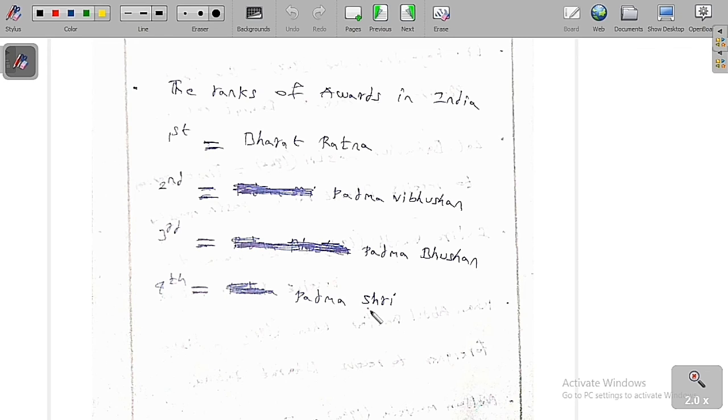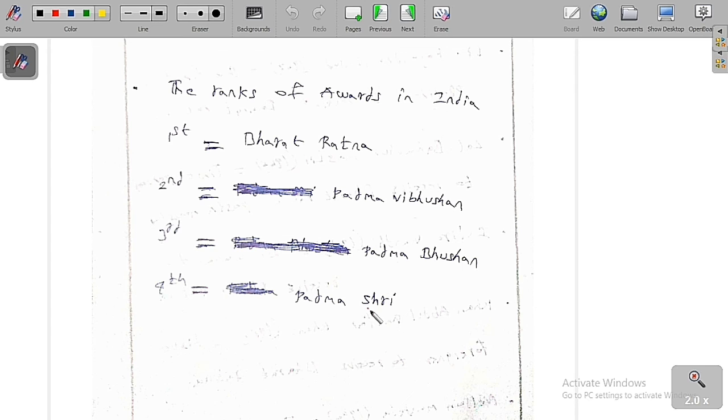Similarly, Lal Bahadur Shastri in the year 1966 is the first person to receive the Bharat Ratna posthumously.